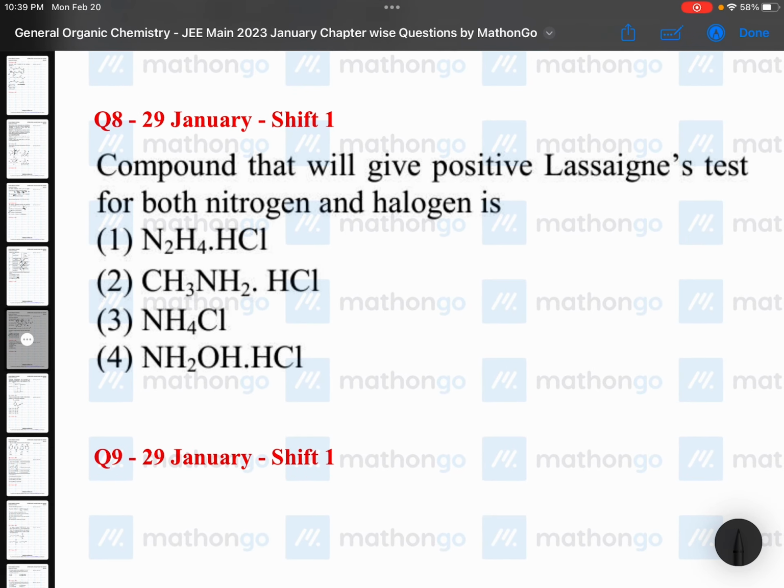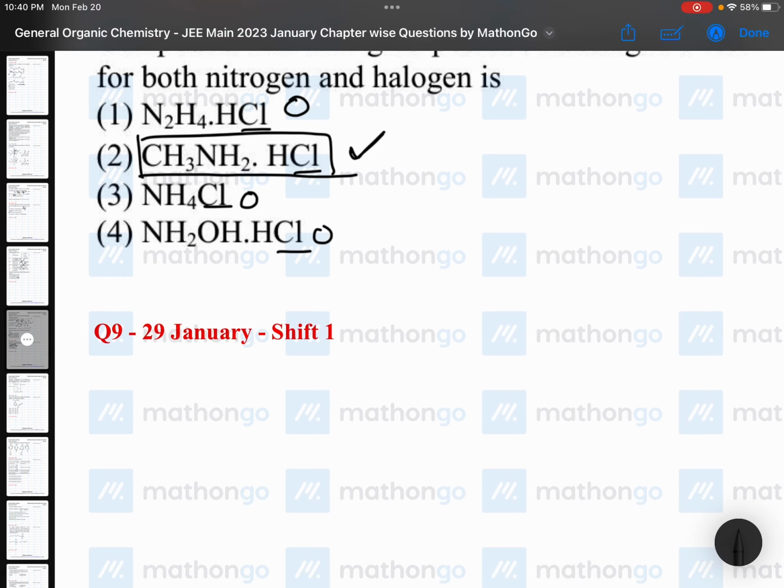Compound that will give positive Lassaigne's test with both nitrogen and halogen. Both nitrogen and halogen positive Lassaigne's test means there should be at least one chlorine atom. So all those have chlorine atoms, and there should be at least one nitrogen. Okay, now so nitrogen, and that must be an organic compound. See, remaining are not organic compounds. This is the only organic compound.